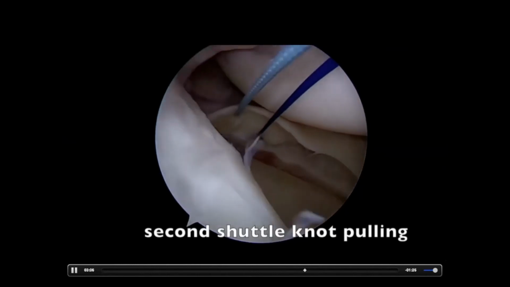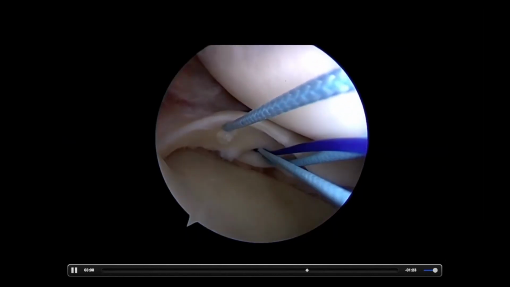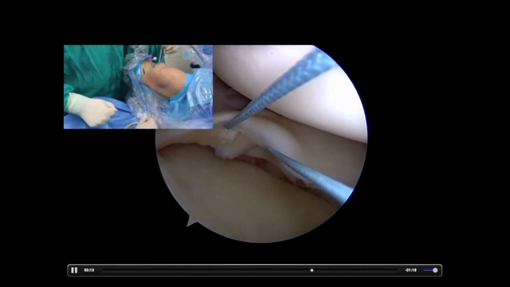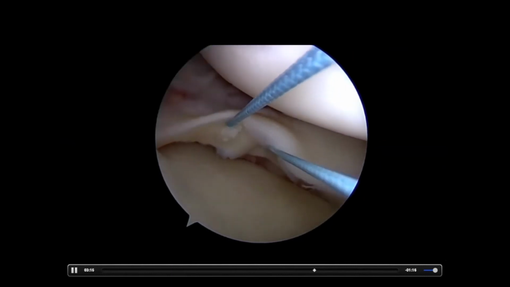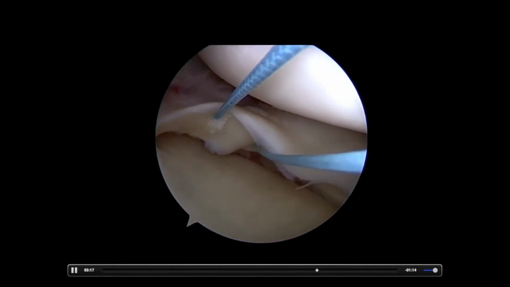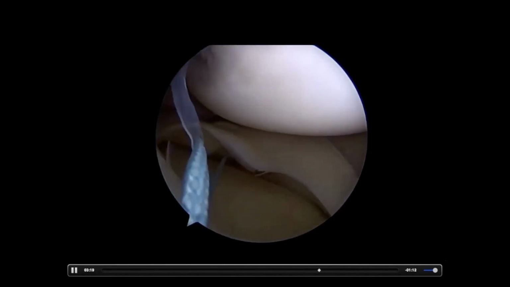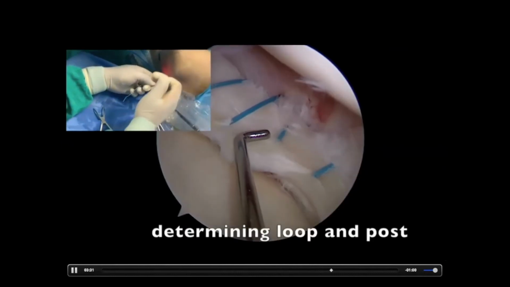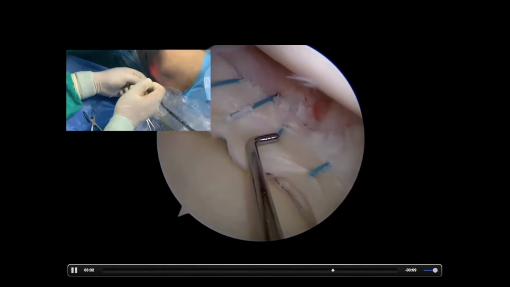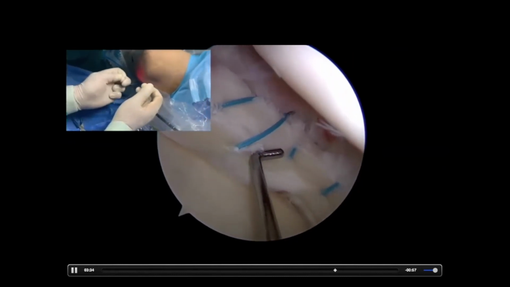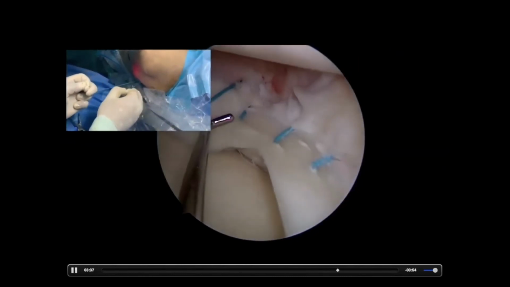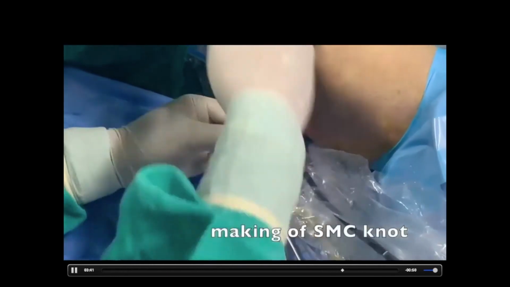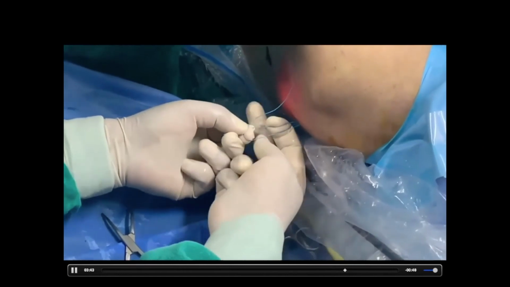So while we pull this thread, we can see that the circumferential stitch has been taken. We are pulling the second thread, and while doing so, the circumferential compression has been taken. And what we finally do is we make an SMC sliding knot outside, and we slide it.